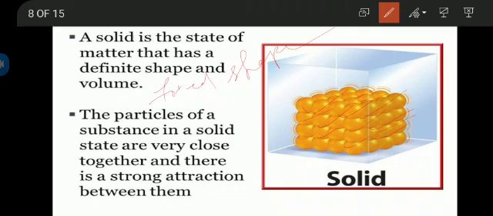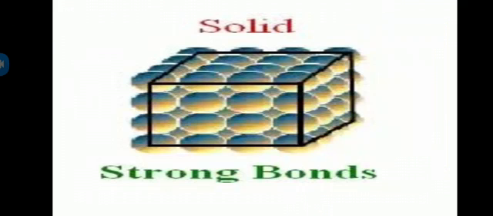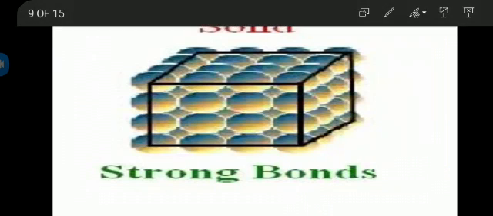For example, ice, wood, diamond, coffee beans, all are examples of solids. Okay, next. So you can see here the strong bonds between the molecules in the solids.